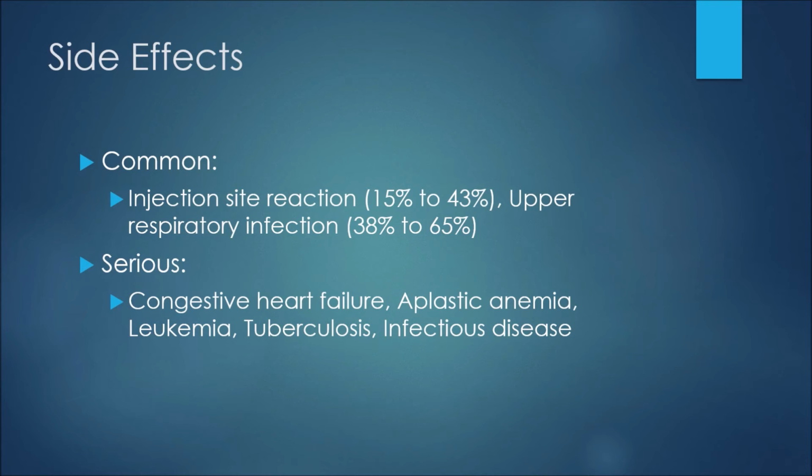More serious side effects may include congestive heart failure, aplastic anemia, leukemia, tuberculosis, or an infectious disease. Alright everybody, that's all we're going to talk about today with Etanercept or Enbrel.